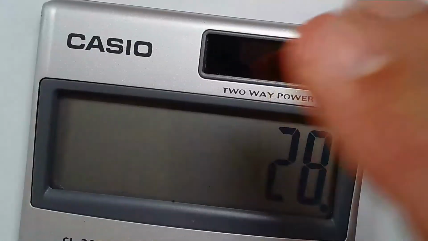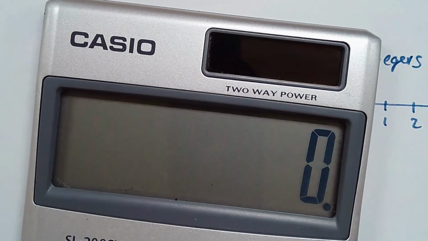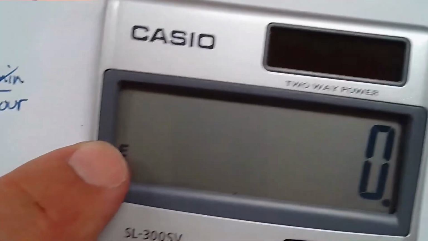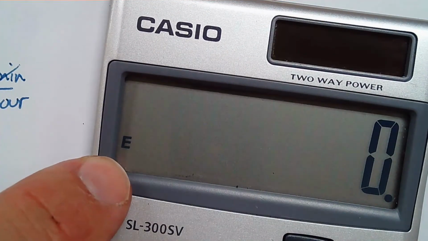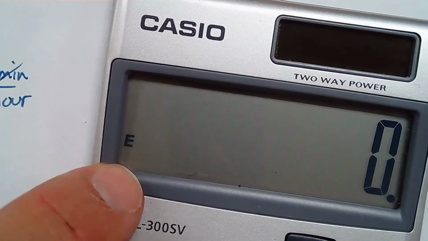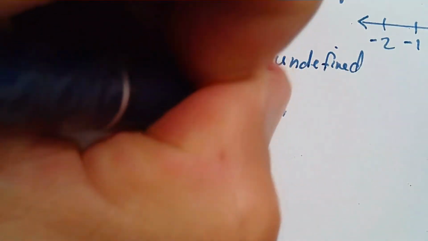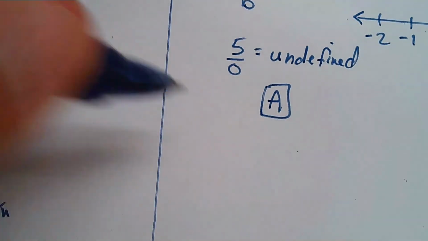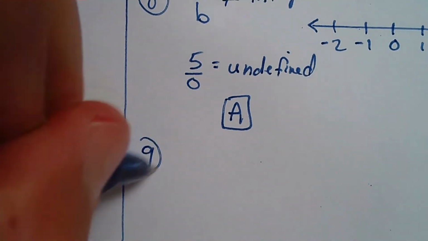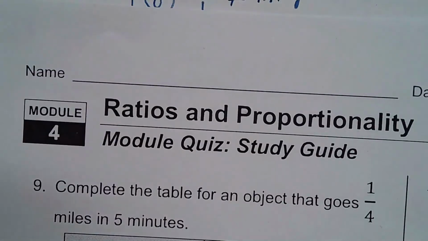If I do 5 divided by 0 in a calculator, I know it says 0 there, but there's an E that shows up. Okay, that means there's an error. That means you can't do it. So it is A. Number 9. Number 9 on the other side.